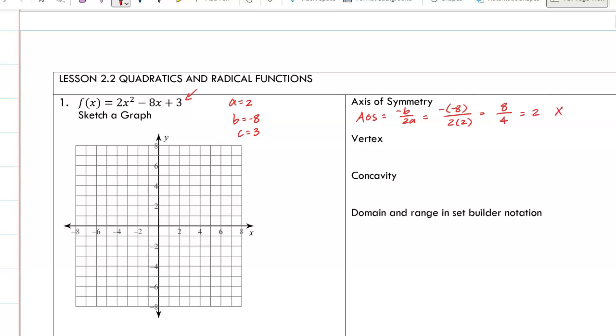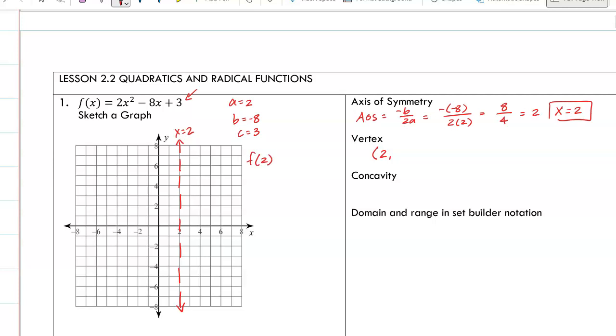If you do not put x equals 2, you will be counted wrong, or I'll give you only a percentage of the marks. The axis of symmetry is a vertical line, okay? Let's start graphing my function. x equals 2. Now the vertex, the axis of symmetry, is going to become my x.